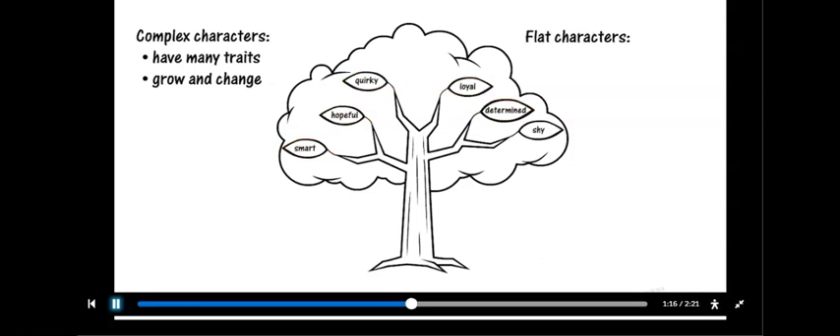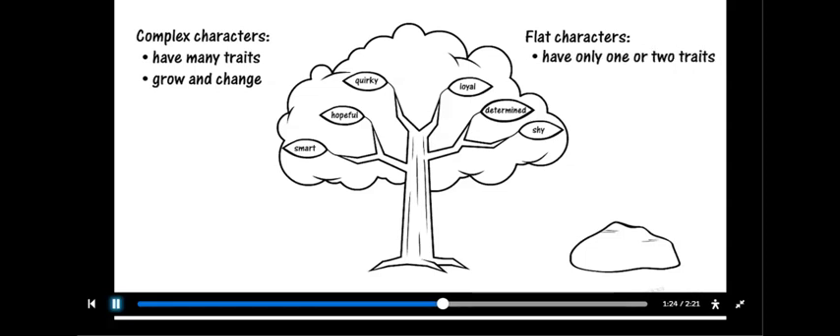So now let's look at flat characters. A flat character is like a big rock. Unlike the tree, it never changes. Flat characters usually have one or two traits at most, like good or evil, and they are used to advance the plot. They play a specific role in the story, like a friend or a villain.